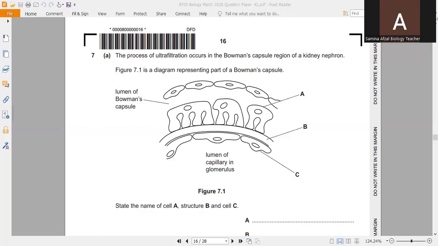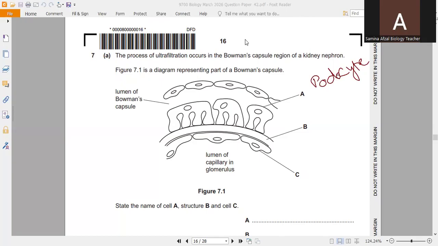Figure 7.1 is a diagram representing part of a Bowman's capsule in which they have labeled three parts, and they have shown the lumen of Bowman's capsule and the lumen of the capillary glomerulus. So we are going with these three parts. Part A is a foot-like process, pedicels, that wrap around the glomerular capillary and form filtration slits. So this is the podocyte.